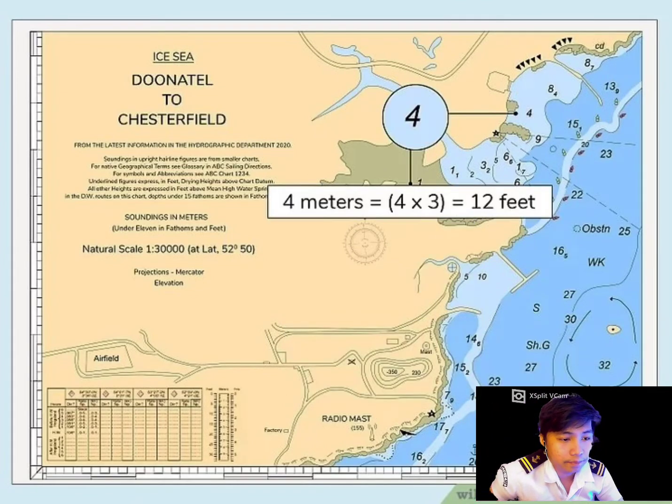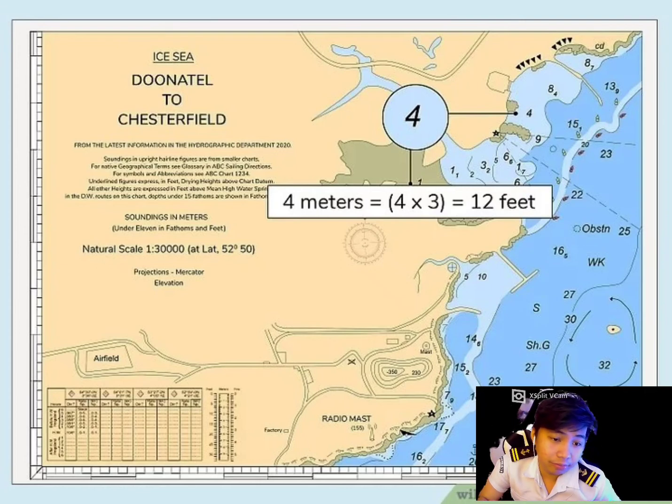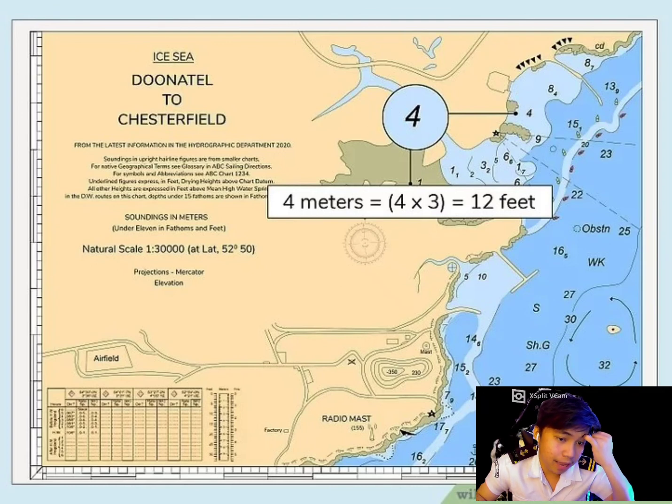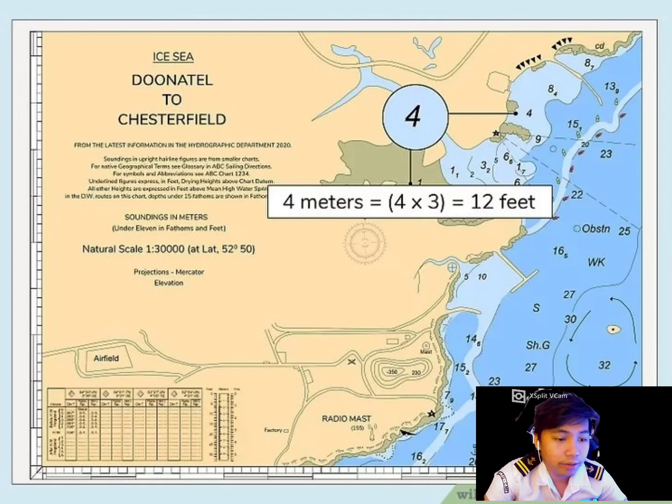Step 5. Multiply meter measurements by 3 to convert them into feet. For uniformity and simplicity, many modern charts use meters. This can be tough to understand if you are used to measurements in feet or fathoms. Multiplying by 3 is a quick way to get a relatively accurate estimate of the water's depth.